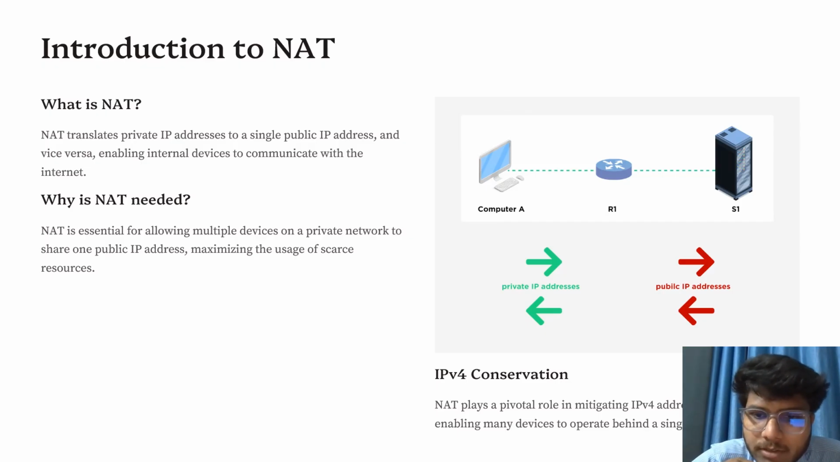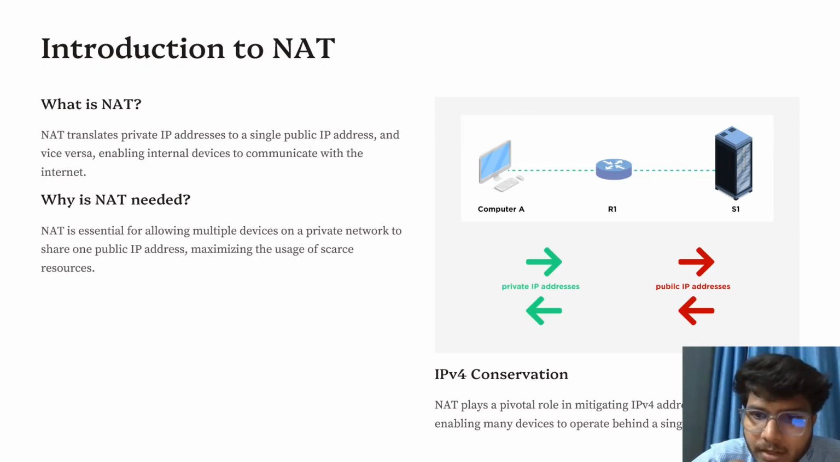Think of NAT as a postal sorting office. Your home network is like a neighborhood where each house has its own address. We can refer to it as a private IP. The post office acts as the NAT router and assigns a temporary address when sending a letter. The receiver only sees the post office address. We can refer to it as a public IP, not an individual house address. So by this example, we can relate to NAT.